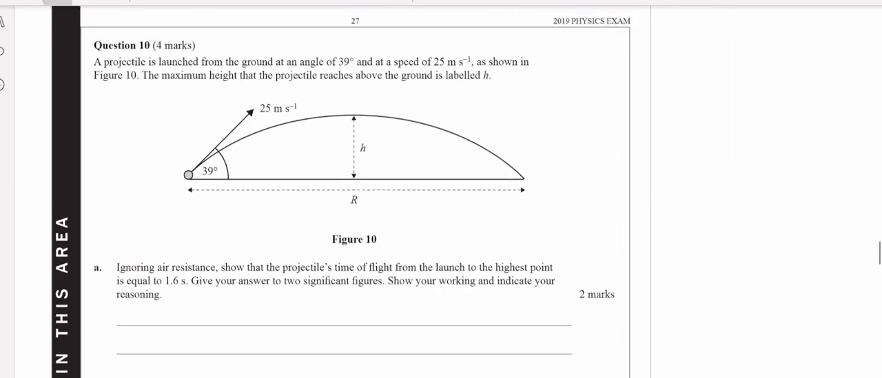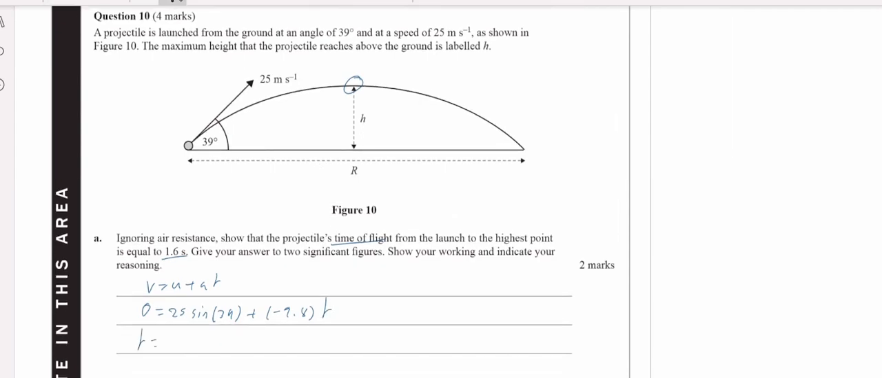No air resistance, what should be the time of flight? The highest point is equal to 1.6 seconds. V equals U plus at. At the highest point, velocity is 0. Initial velocity is 25 sin 39 plus, minus 9.8 t. Rearranging for t, we get 1.6 seconds.